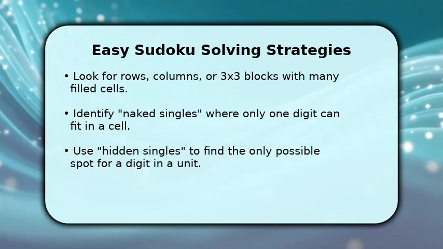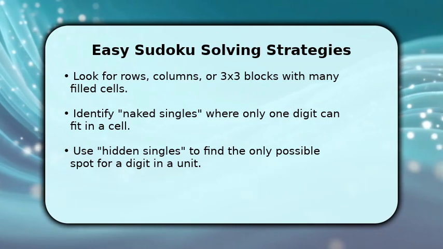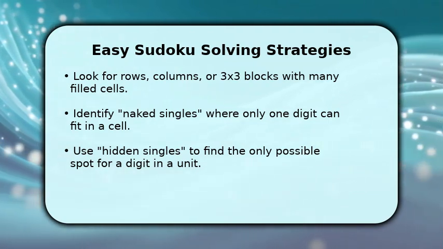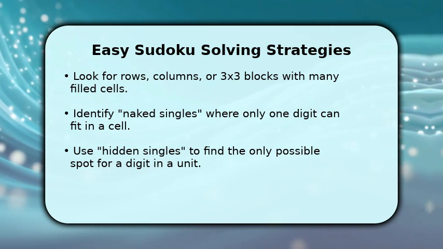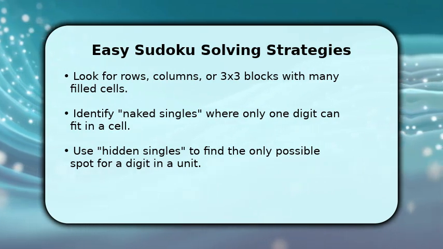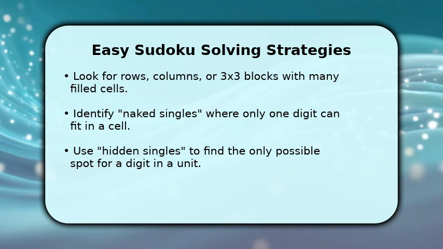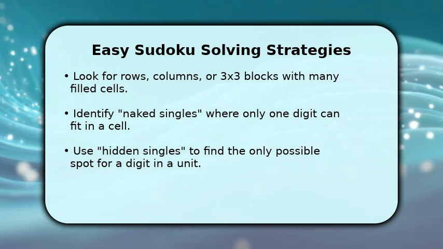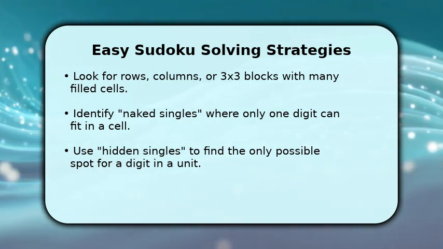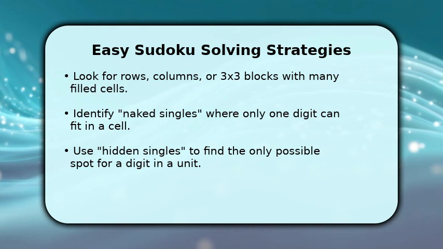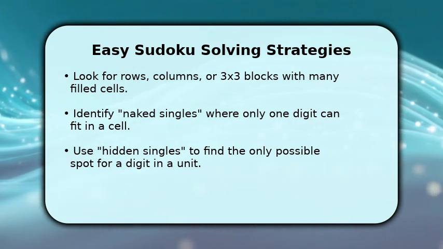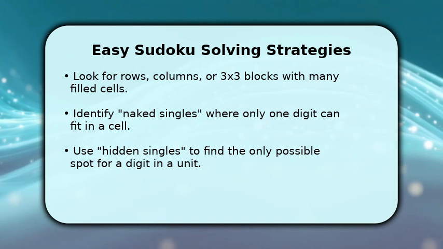Now, let's dive into some simple strategies. Begin by scanning the grid for rows, columns, or 3x3 blocks that already have many numbers filled in. This makes it easier to find the missing digits. A great starting point is to look for naked singles. This is when a cell has only one possible digit that can be placed in it, based on the existing numbers in its row, column, and block.